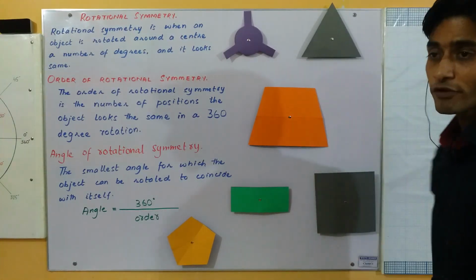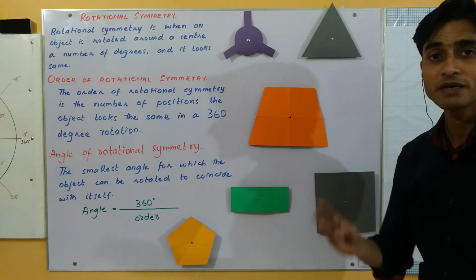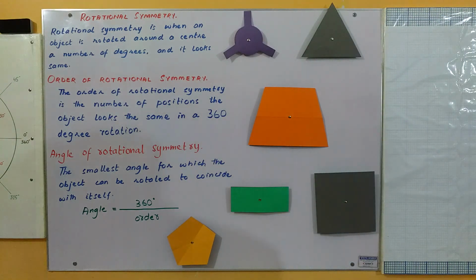So again, what is the order of rotation for this shape? The order of rotation for this shape is 3. And what will be the angle of rotation? The angle of rotation is going to be 360 divided by the order of rotation, which will be 120.